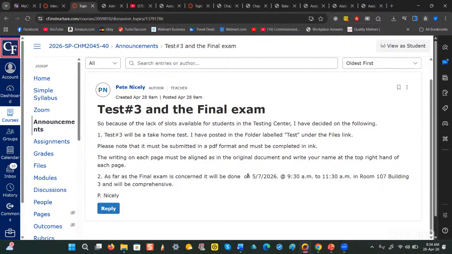And it's in the same room as always, room 107. And it will be comprehensive. I'm going to try to make it a question per chapter, right? So each chapter will have a question in it, all right? So I just thought I should confirm that so that we're all on the same page. So, questions about this?